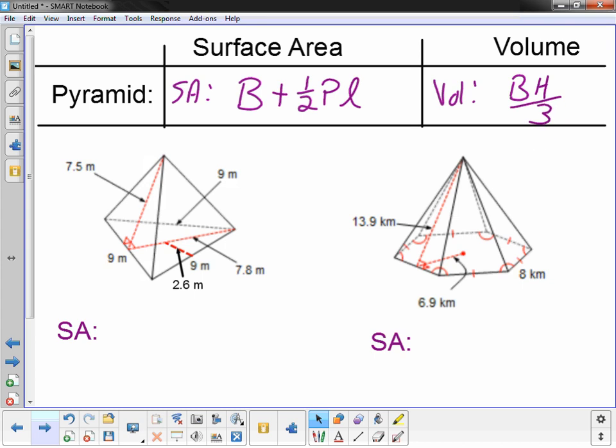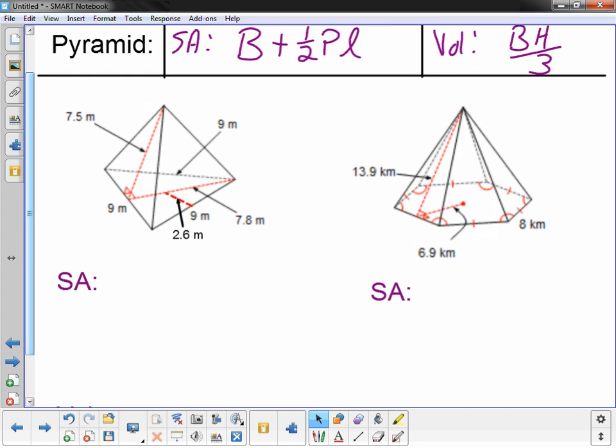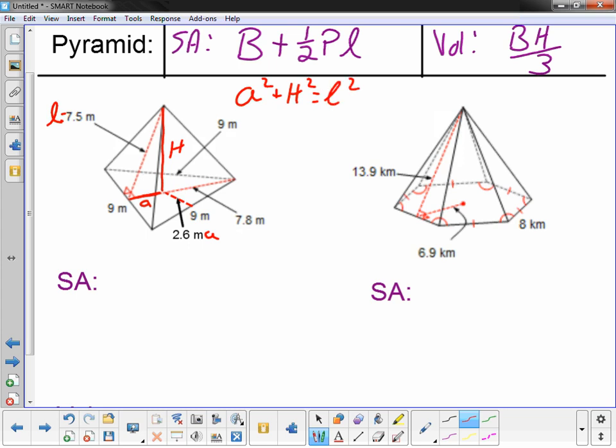Okay, so we were talking about this first pyramid at the end of the last video. The one thing I wanted to point out is that the slant height, the apothem, and the height all go together to make a right triangle, being a squared plus h squared equals l squared. We will need that to figure out volume when we find the height of the pyramids. In either case, that formula has to be true.